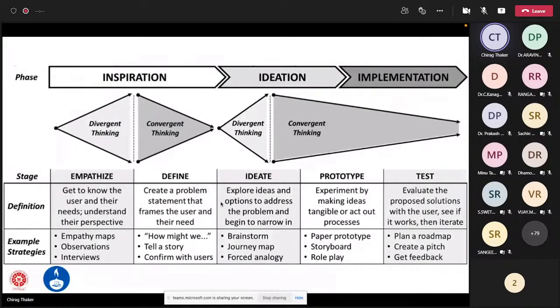And when you are in the test stage, what is the definition? Evaluate the proposed solution with the user. That is the definition of the test stage. See whether it is working, and if it does not work, then you can iterate. Even if it is working, for certain additional features, you can also go with iteration. And what are the example strategies in the test stage? You can plan a roadmap, you can create a pitch. So you have to pitch your product. That is a very well-known startup term, pitching an idea. You also have to get the feedback.